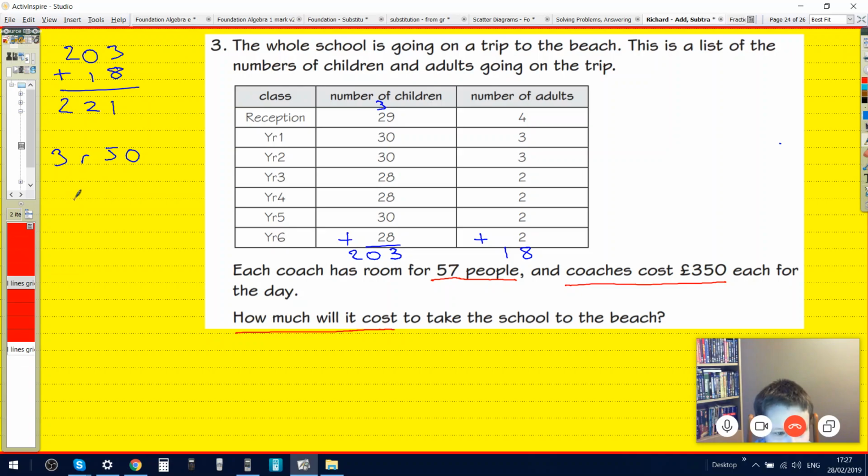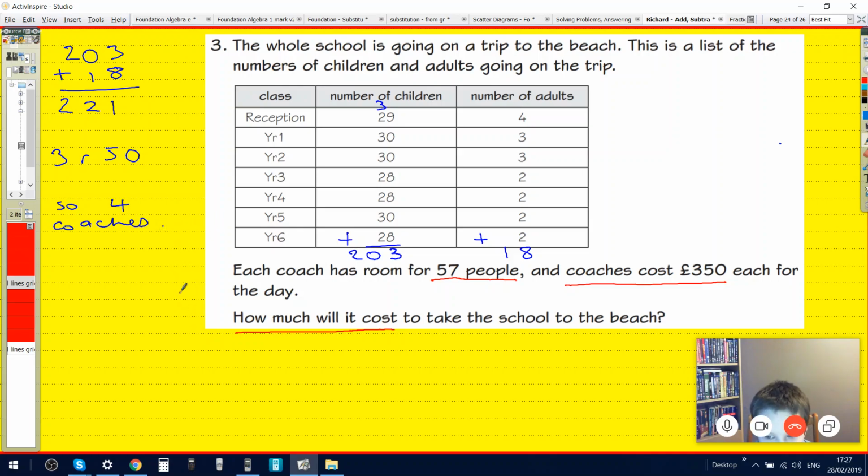3 coaches. Then there'd be 50 people with no coach. No, 3. Oh yeah, no coach. 4 coaches. Yes. So there we go, 4 coaches. Okay. What's next?